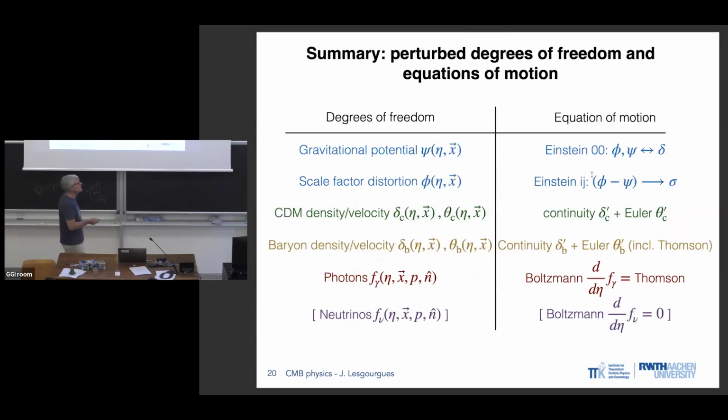So we have described our degrees of freedom. We have described our equation of motion. Now we have seen that the Boltzmann equation for photons and neutrinos can be rewritten in terms of this hierarchy of equations. And having understood this, we will go to another topic, which is why are cosmological perturbations stochastic? But let's rest a little bit and let me ask if you have any question up to this point.